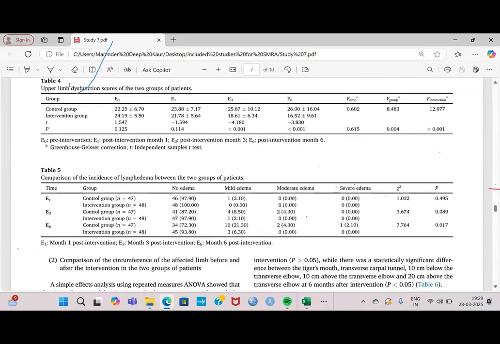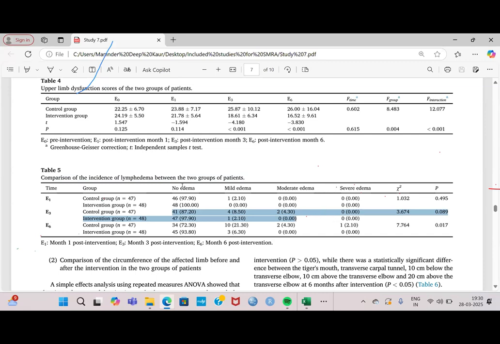Yes. Is this study telling anything about upper limb dysfunction score? Upper limb dysfunction score. No. I want the incidence. Yes, here you can see that: comparison of incidence of lymphedema between the two groups of patients. Because these patients were observed at 3 times, baseline, 13 to 17 weeks and after that, I will take the value from here only because my statement is after 3 months of the intervention.